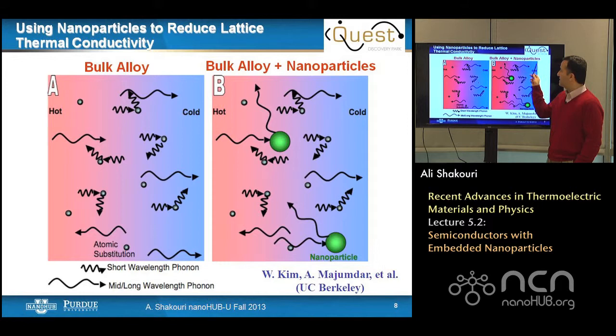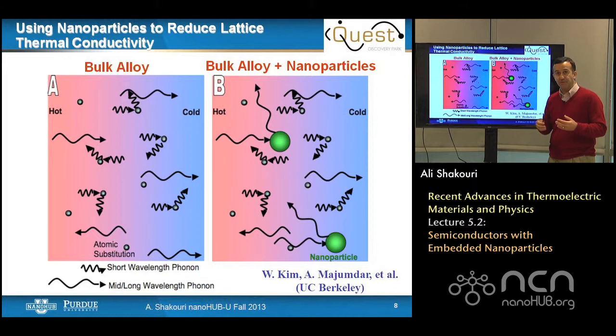Now in the same crystal, if you add nanoparticles, the size of these matches the size of mid to long wavelength phonons, and you can scatter these phonons as well as scattering the short wavelength phonons. And these two together is what reduces the thermal conductivity.